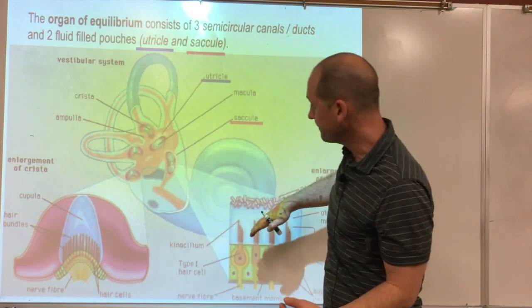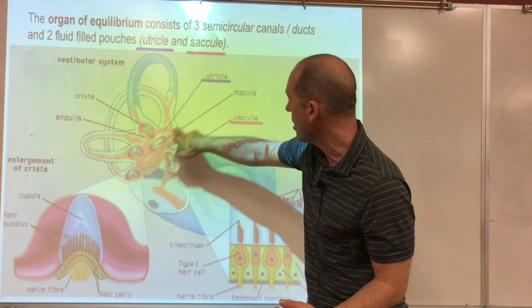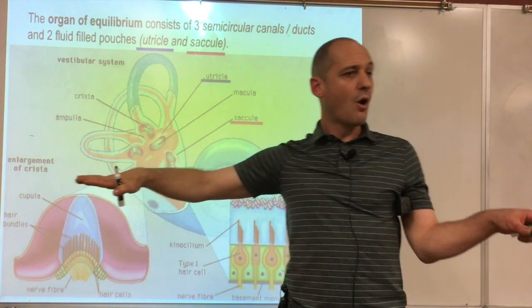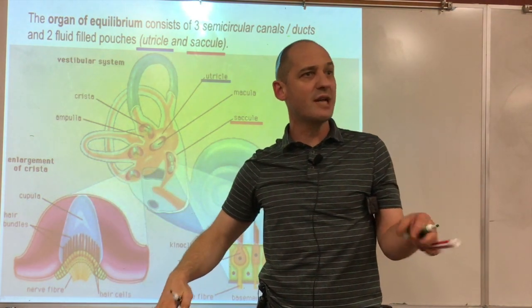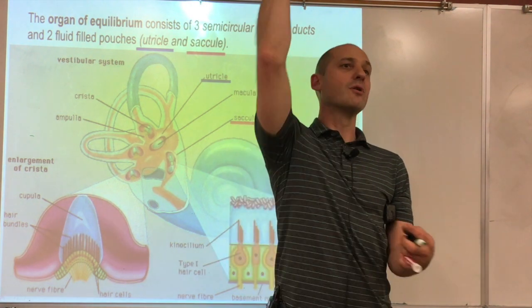And then we've got the utricle and saccule, and they're down here, more at the bottom. And they're for horizontal acceleration, deceleration. That's when you're in the car and you go real fast, or in the airplane. And vertical, that's the elevator.